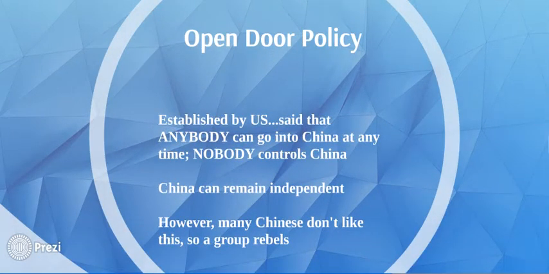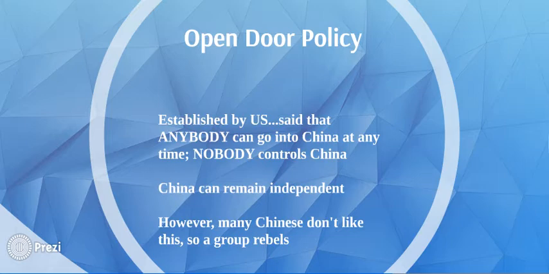The open door policy was established by the U.S., a guy by the name of John Jay, right around 1900, so when Roosevelt becomes the president. And it basically says that anybody can go into China at any time and nobody controls China at any point. So it's not like the U.S. has officially imperialized and China is officially a U.S. territory. No. It's basically like saying, hey, anybody can go in and do whatever they want to China whenever they want. It's just that it's nobody's official territory. So China can remain, quote, independent, but they're really not, because you have all these countries coming in, and not only are they trying to take all of their resources, but they're also trying to change the Chinese people.